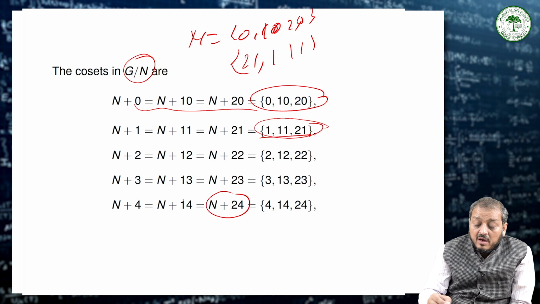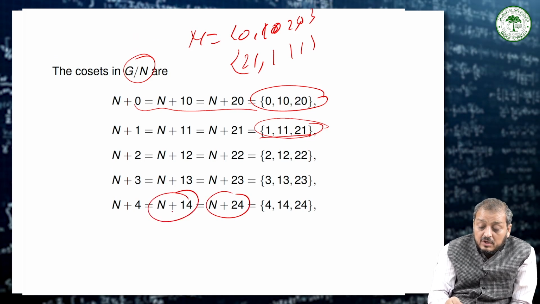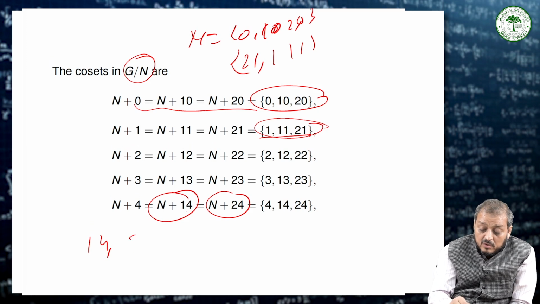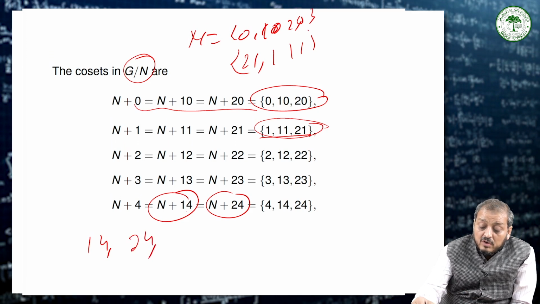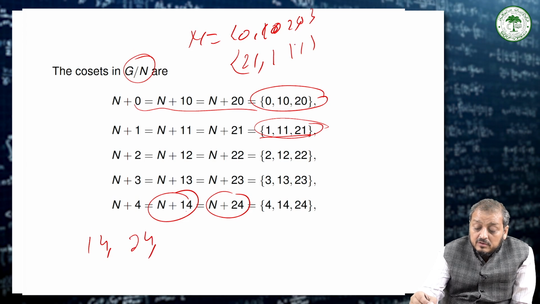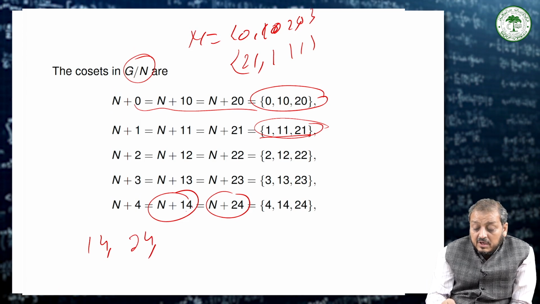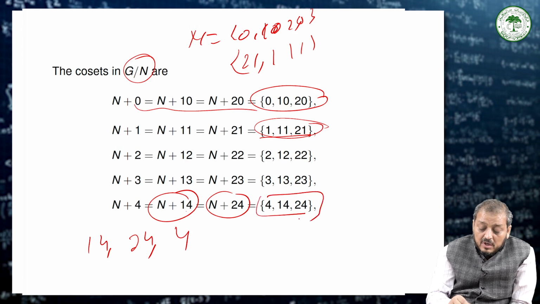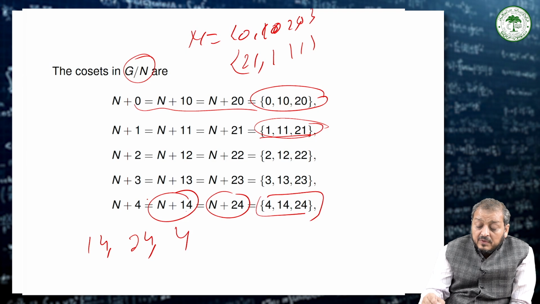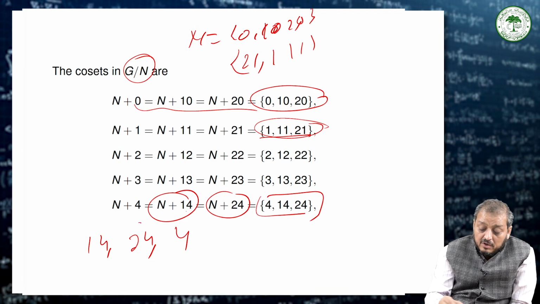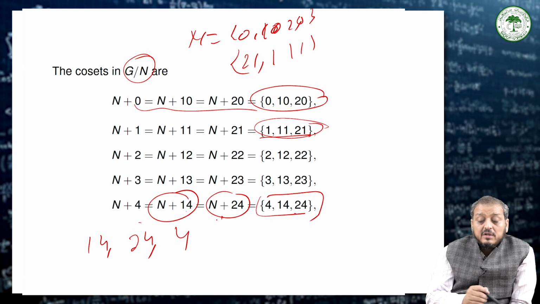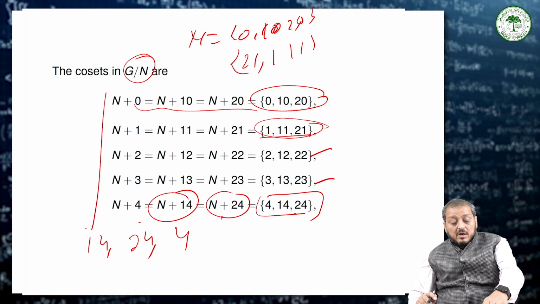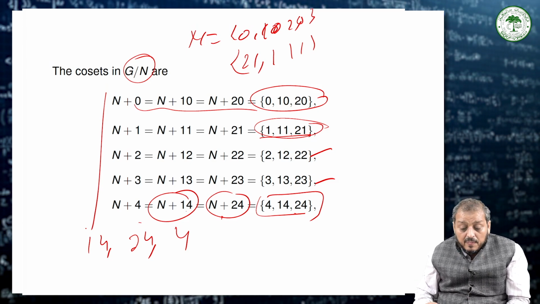If you want 24, I just take 14. So 14 gives 14, and then 10 plus 14 is equal to 24, and then 20 plus 14 is 34, which gives you 4. So you get 4, 14 and 24. Similarly for 4, you have 4, 14 and 24, and similarly for 24. So these are the subgroups we have to calculate for the different values.